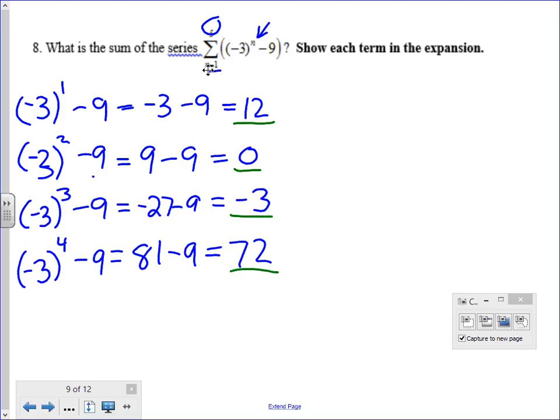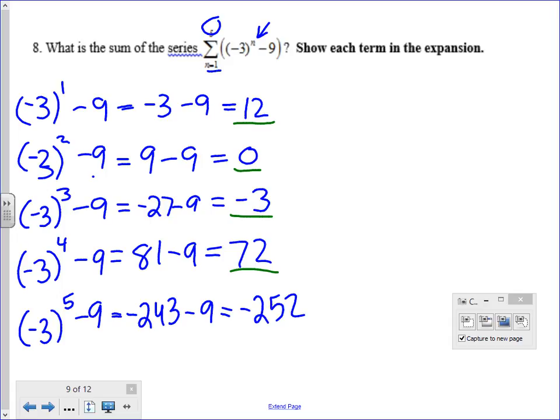And finally, the fifth term in the expansion, -3 to the fifth minus 9 is -243 minus 9, which equals -252. Now, if you're following along and trying to do this in your own calculator, and you're not getting the numbers -243, 81, -27, 9, -3, make sure that you are putting -3 in parentheses when you put that into your calculator.